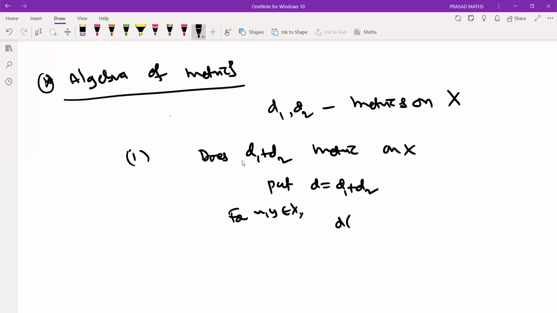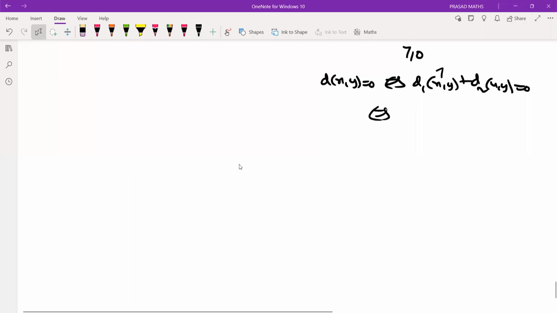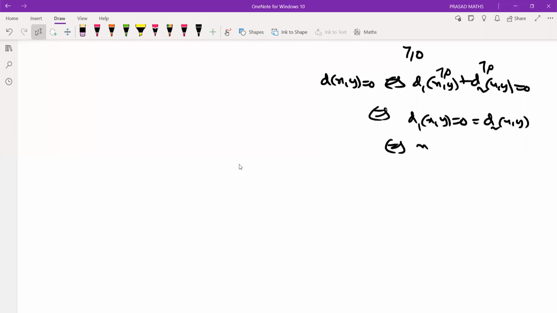Distance between x and y is equal to d1 of x, y plus d2 of x, y. You know d1 is a metric, d2 is a metric, so it is automatically non-negative. Sum of non-negatives is always non-negative. And the distance is 0 if and only if d1 of x, y plus d2 of x, y is 0. But these are non-negative. A sum of non-negatives is 0 if and only if each individual term is 0. This is exactly x equal to y, because d1 is a metric. And it satisfies the symmetric property.